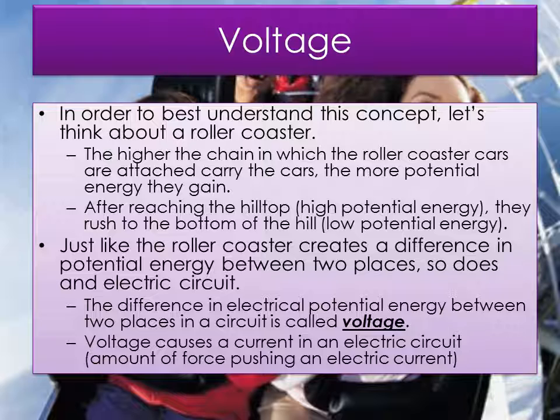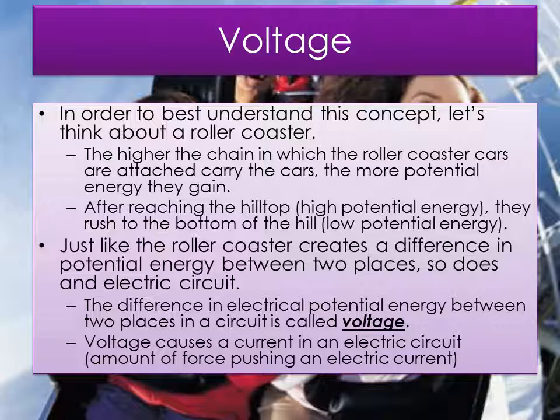Voltage causes a current in an electric circuit. So it's the amount of force pushing on an electric current that is what voltage is. So it causes a current, and essentially what it is is just a difference between two places in the circuit. So it's a difference in the electrical potential energy. Just like you on the roller coaster, you went from a high potential energy to a low potential energy at the bottom of the hill. Voltage is the difference in electrical potential energy.